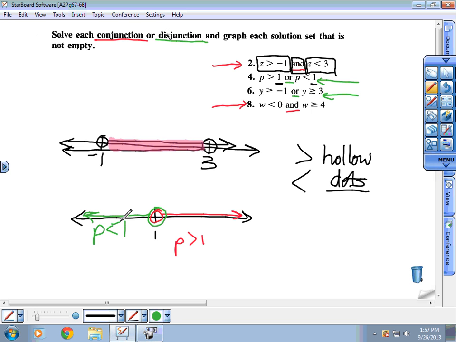Now, since you have an or, you're going to look for something that satisfies either this one or this one. The things that matter here are everything but 1. So everything up here will make the statement true, and everything down here will make the statement true, because it is a disjunction. It's an or.